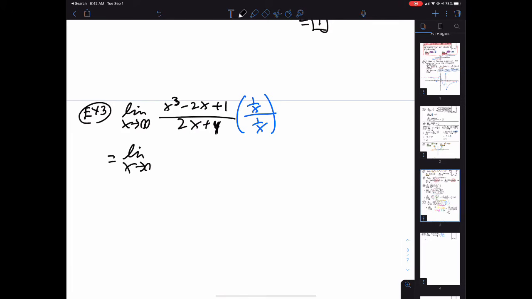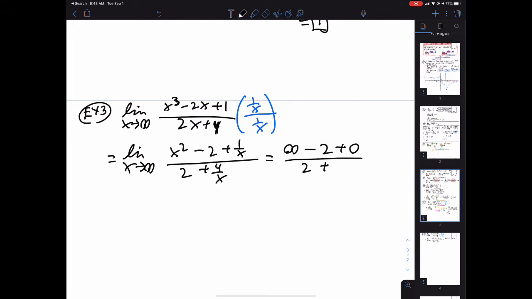The limit as x goes to infinity. x cubed divided by x is x squared. 2x divided by x is 2. And 1 divided by x is that. On the bottom, 2x times 1 over x is 2, and 4 times 1 over x is 4 over x. So what happens here? Well, x squared is infinity squared. And 1 over x is 0. And 4 over x approaches 0. So I have infinity minus 2 over 2.